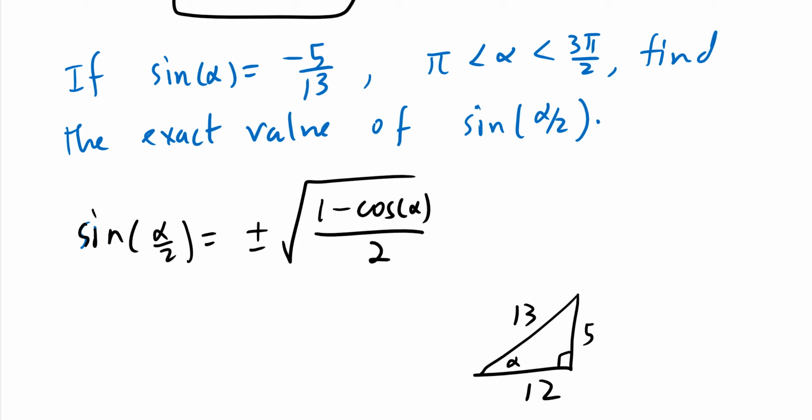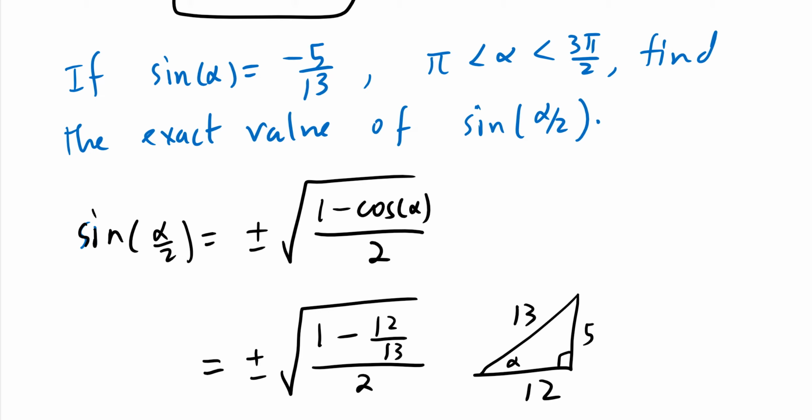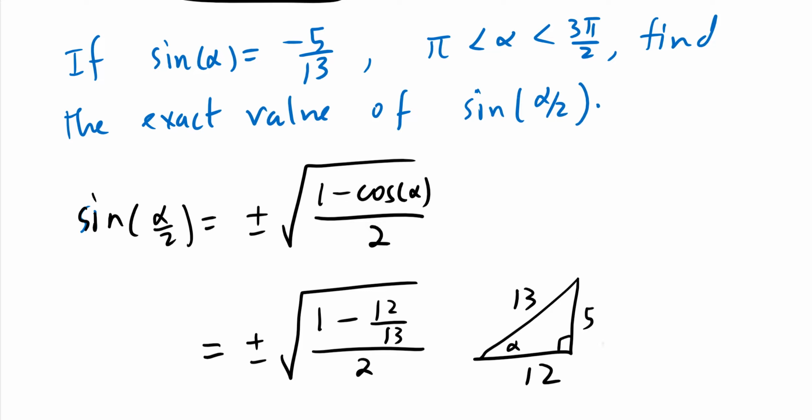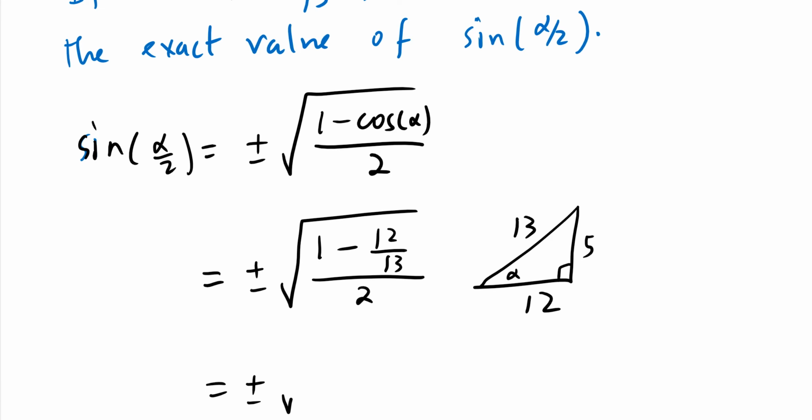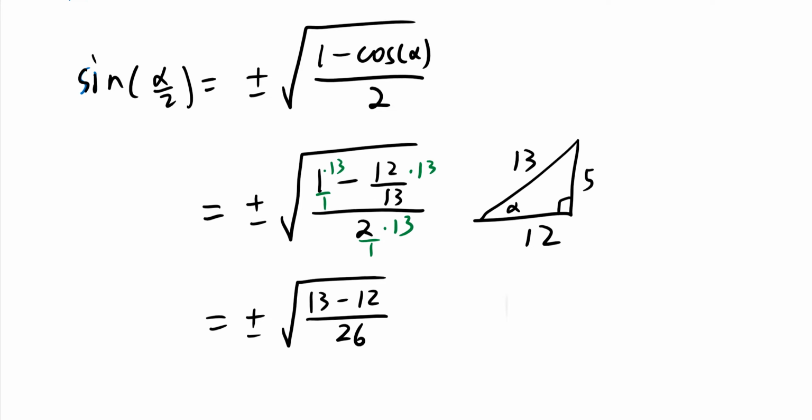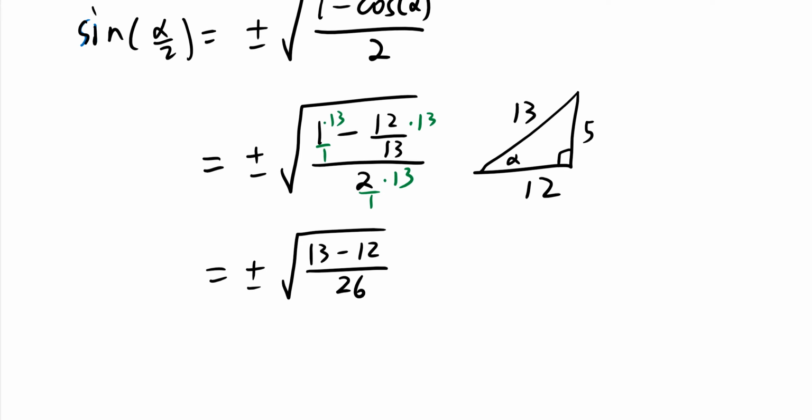Now to get the cosine: cosine is the adjacent over the hypotenuse, so 12 over 13, all over 2. Now we multiply top and bottom by the LCD, which is 13. So what do we get? We get 13 minus 12 over 26. And that gives us plus or minus the square root of 1 over 26.